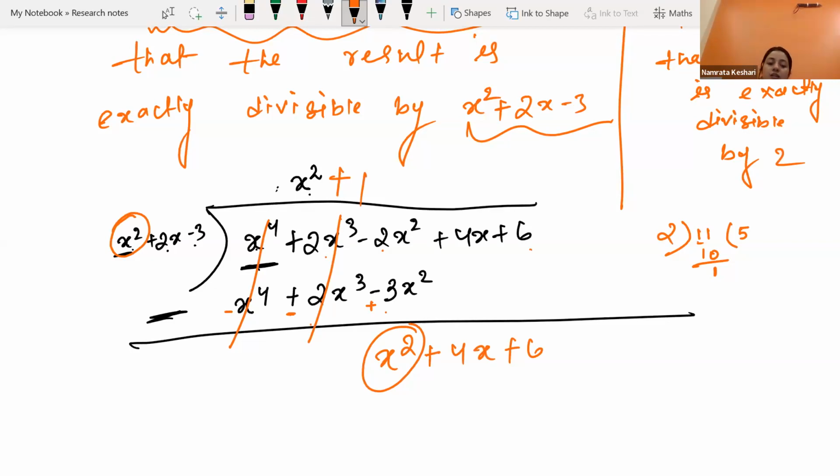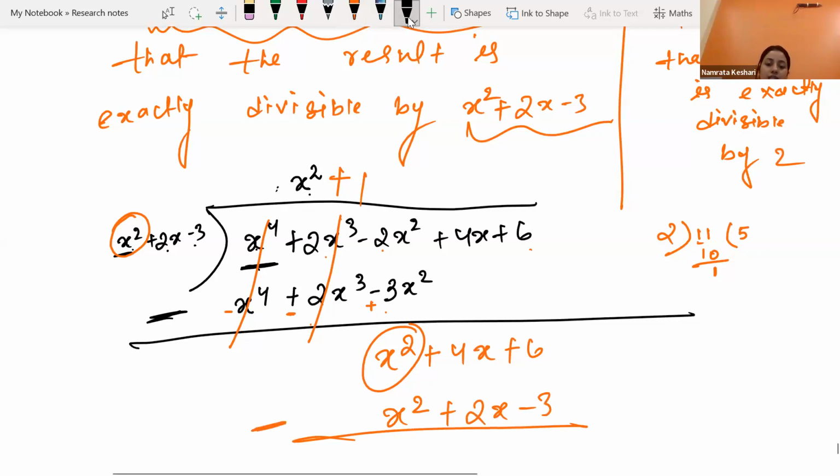Yes. Let's write it. It will become x square, 2x, minus 3, and again we will do the subtraction. Due to this subtraction sign, each and every sign will get reversed. This is minus, this is plus. This 2 gone, plus 4x minus 2x is just 2x, and plus 6 plus 3 will be 9.